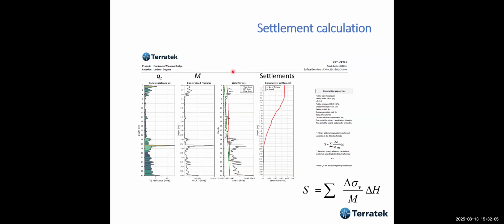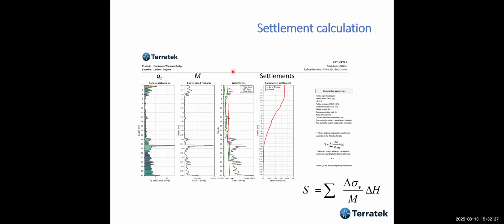I happen to have carried out some instrumentation on a project where we had settlement, and always the difference between prediction and measurement is less than 20%. So this is by far one of the best methods to use.